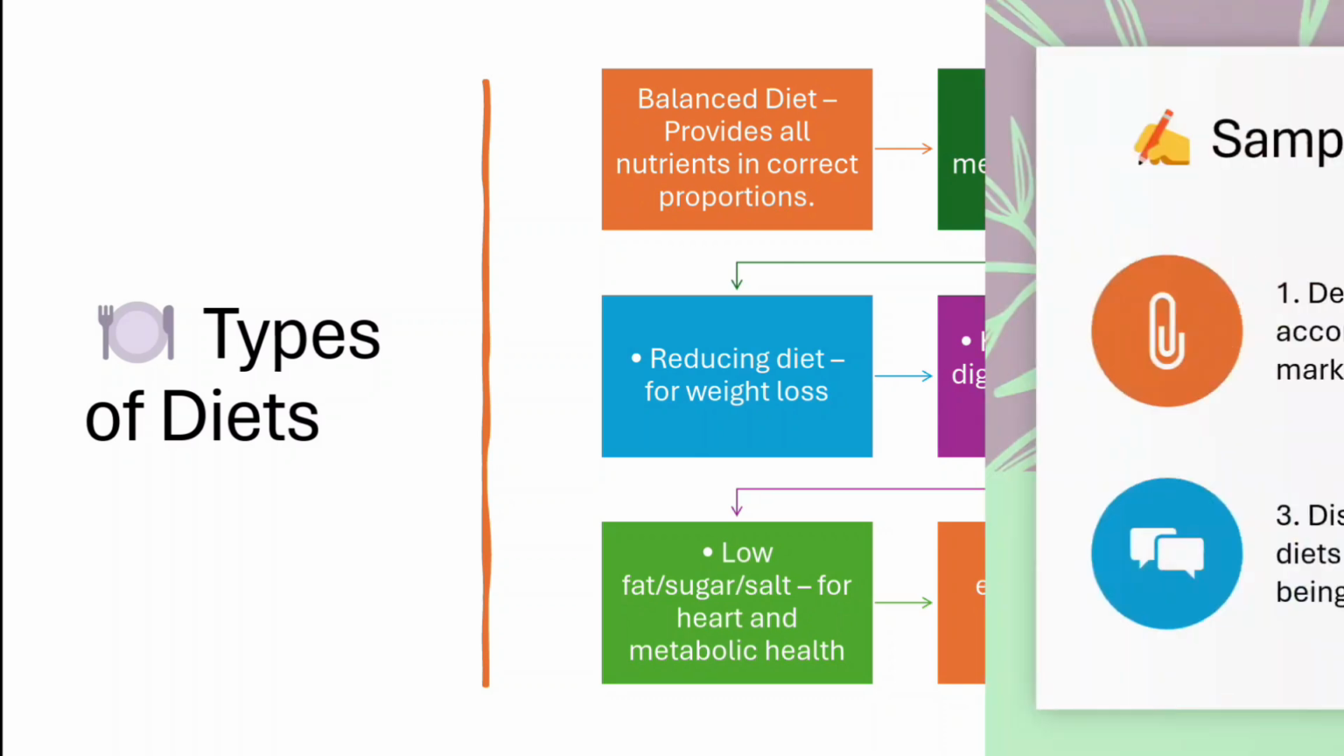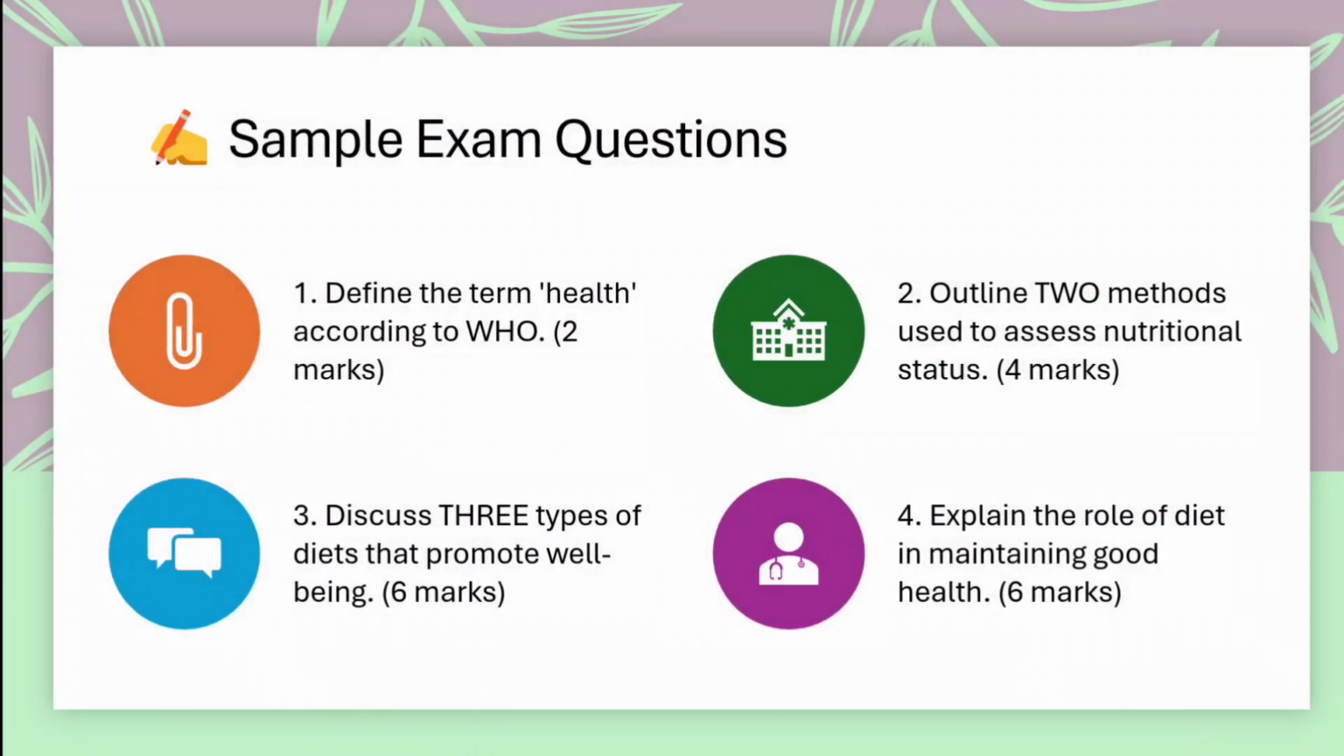All right, guys, now we are at the sample questions, and the first one says, define the term health according to WHO. 2 marks. 2. Outline 2 methods used to assess nutritional status. 4 marks. 3. Types of diet that promote well-being. 6 marks. 4. Explain the role of diet in maintaining good health. And that is valued 6 marks.